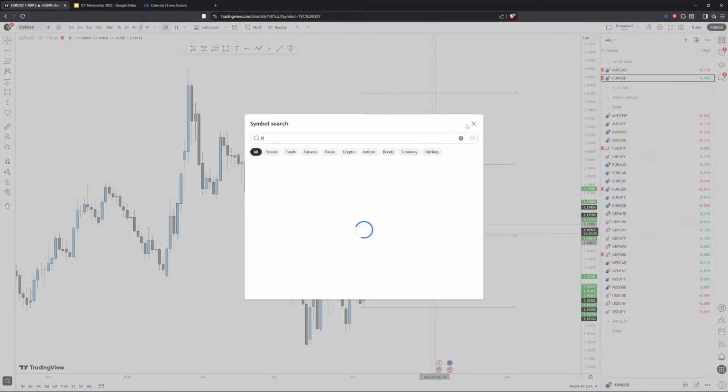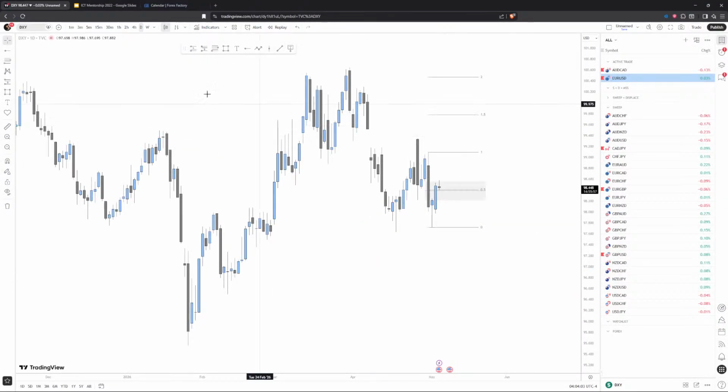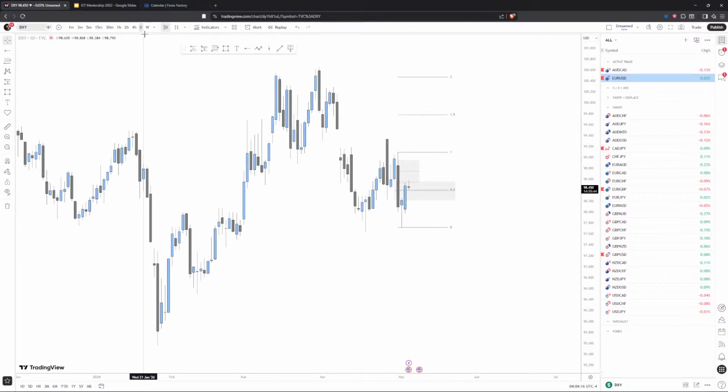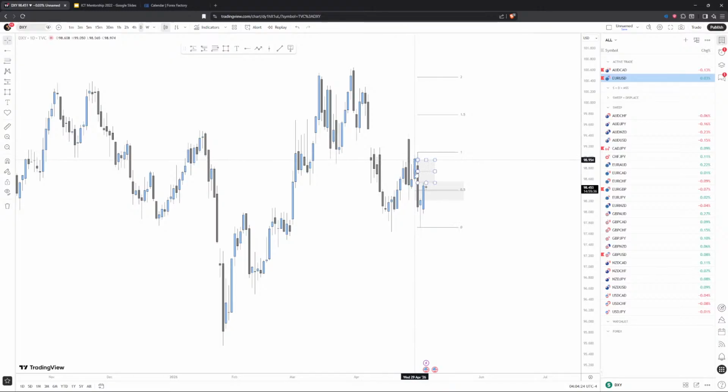So we're going to start off with DXY. The reason why I like starting with DXY is because it helps with a lot of pairs. 1, 2, 3, 4, 5, 6, 7 pairs. Just by analyzing DXY, I can get a good bias on multiple different pairs. So starting off with the daily, we have this range over here.